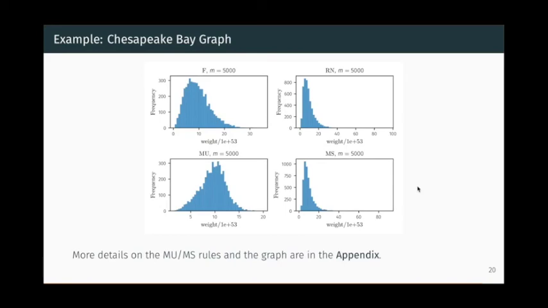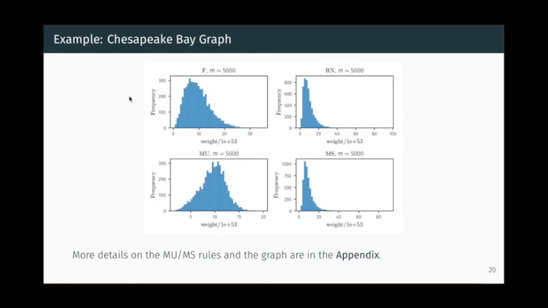So here is an example that we use from a degree sequence that we extracted from the Chesapeake Bay graph. More information on this graph is in the appendix if you're interested. The idea is that we extracted the sequence and then we simulated 5,000 other graphs using our sequential algorithm, and all these graphs have the same degree sequence as the original Chesapeake graph. And then we did that for all of the 4 orders, and we compared the results.